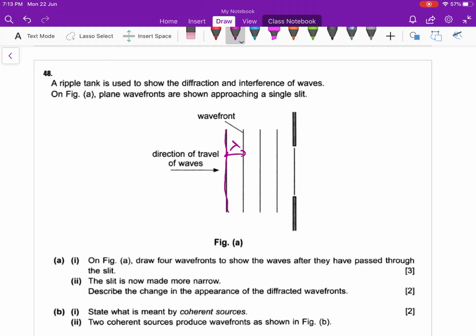Okay, so 我们看我们的 opening of the slit. 你可以看我们的 opening of the slit is quite huge, right? As compared to 我们的 wavelength of 我们的 water wave. So 你觉得会有 significant diffraction 吗? 不应该, right? So 我们要怎么画? So just 画. Okay, so 我们的 wavelength 还是没有变. 但是我们还是会有一点 diffraction. So 我们 just 画这里一点.